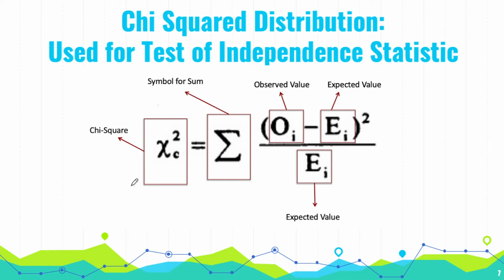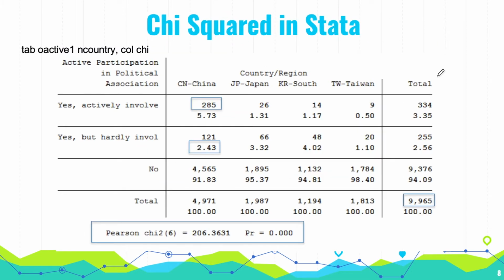Our test statistic is equal to the sum of this fraction for each and every cell that contains data in your contingency table. Observed values minus expected values, squaring that difference, and then dividing by your expected value. Here's what chi-squared looks like in Stata.